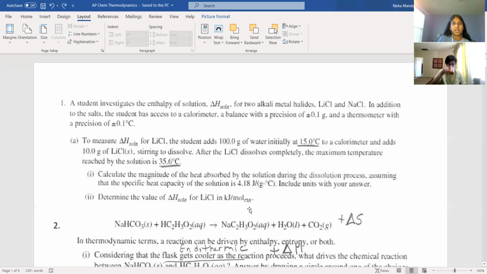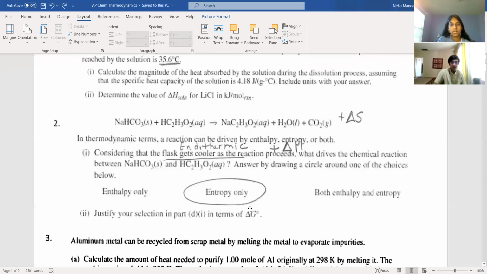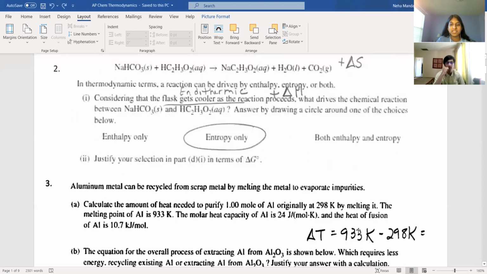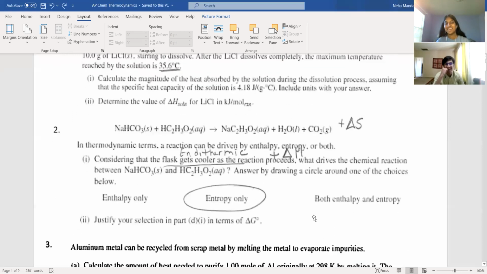Okay, so the next one. Oh yeah, also please ignore the notes. I got this from a different website. It's fine. So we have this.